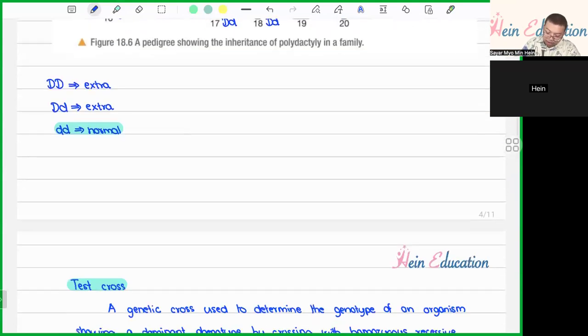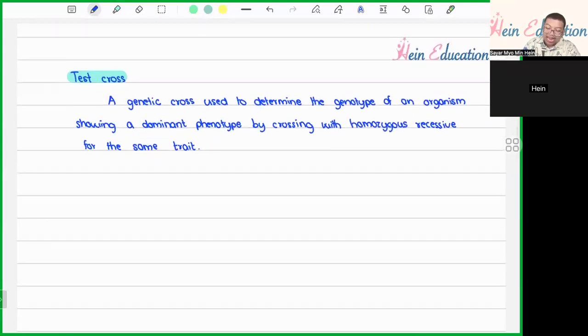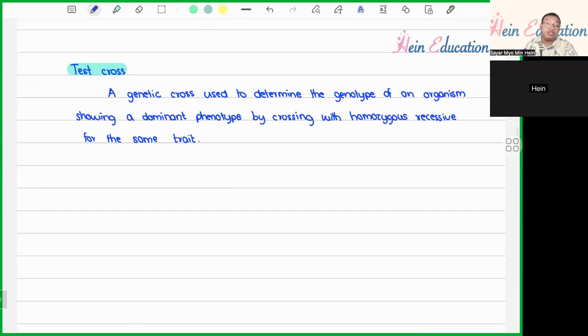After we know about pedigree, another important thing that we should know is test cross. So what is test cross? A test cross is a genetic cross which we use to determine the genotype of an individual showing a dominant phenotype by crossing with a homozygous recessive for the same trait.